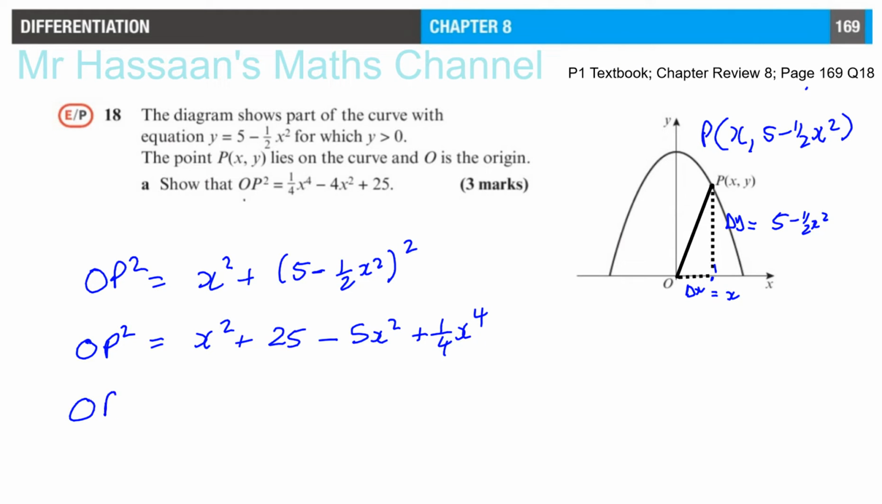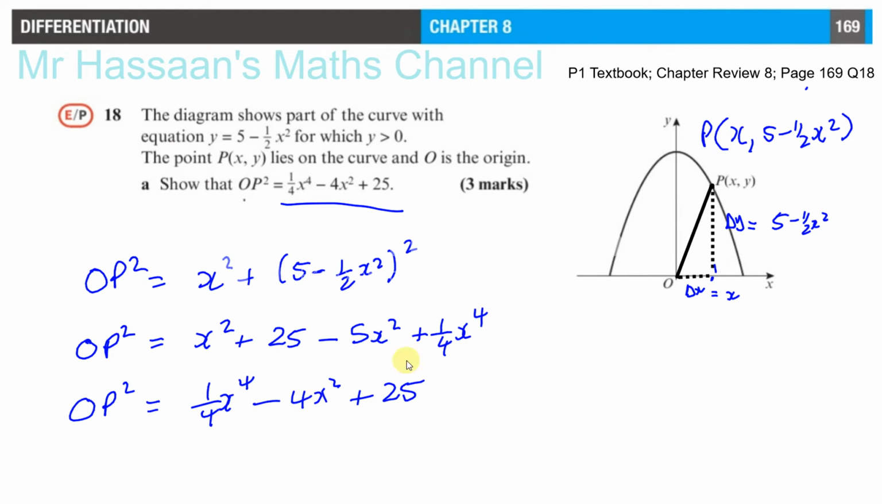So OP squared will be, let's put it in order, starting with the one with the highest power: a quarter x to the power 4. Then you have the x squared terms: x squared minus 5x squared is minus 4x squared. And the constant term plus 25. And there we have it, as required. We have exactly what they want.